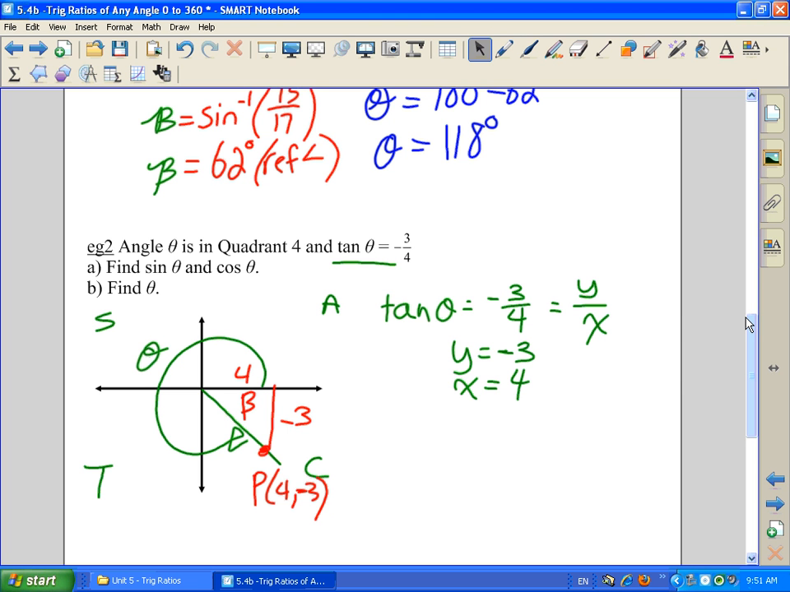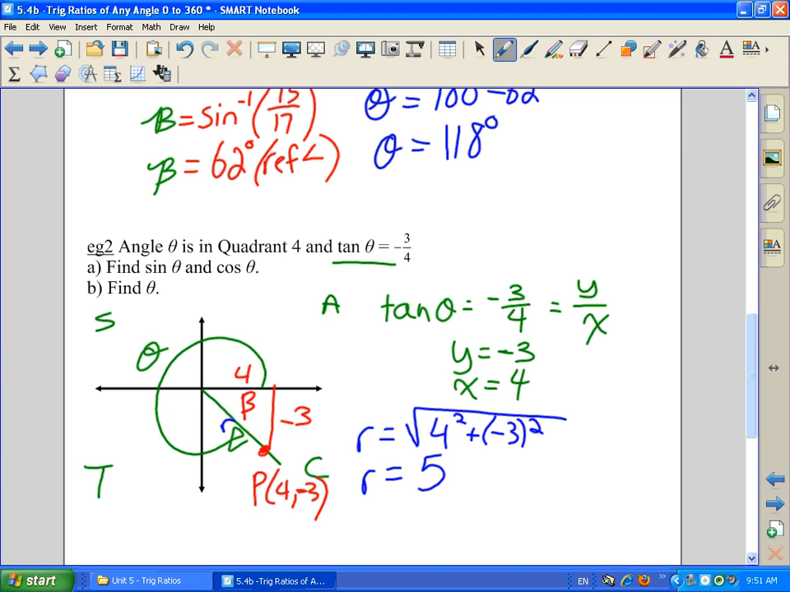One piece that we need to find out, because it asks for the sine and the cos of this angle, is in order to use the sine and the cos, we've got to find the radius. So to find the radius, r equals the square root of 4 squared plus negative 3 squared. Plug that in your calculator and you're going to get 5.